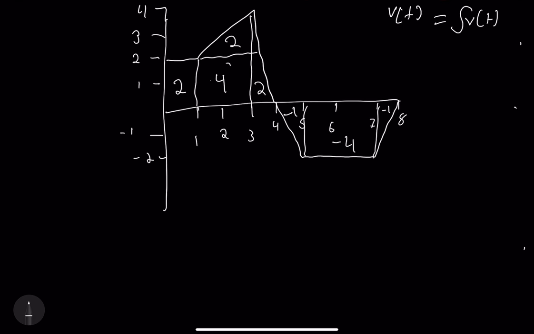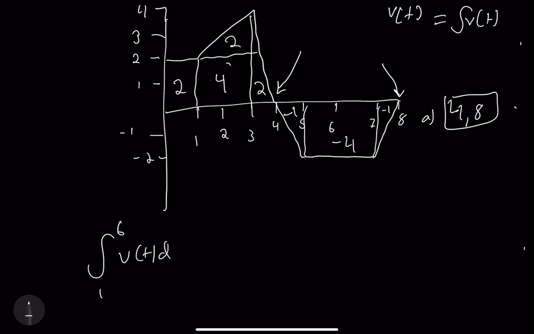So when we're trying to find when the object is at rest, which will be our first question, the object is at rest just when the line goes through 0, which is these 2 points. So the object is at rest at 4 and 8. Okay, so that's part A. Next, part B is evaluating from 1 to 6 of v of t dt.